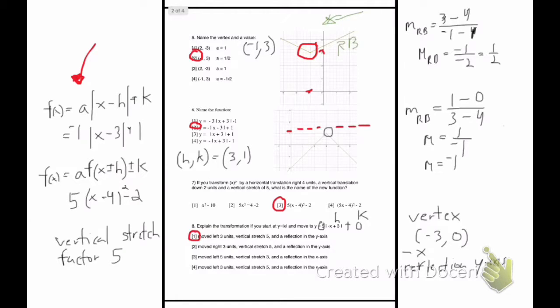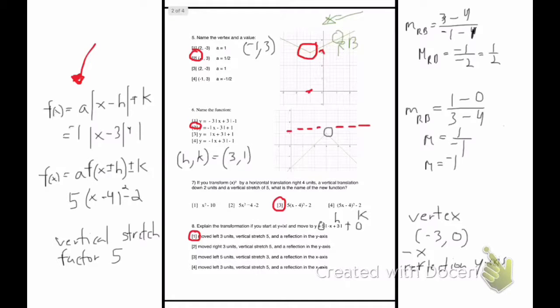So we'll use the vertex point, which was -1, 3, and we subtract that from the point 1, 4. You can see that point is right here on the line. I'll circle that. There's another point right there. So 3 minus 4 divided by -1 minus 1 gives us 1/2. So our slope is 1/2. Therefore, our a value is 1/2. So the answer is choice 2.